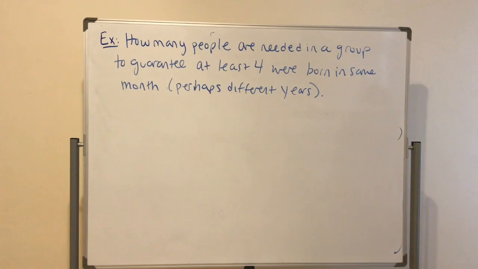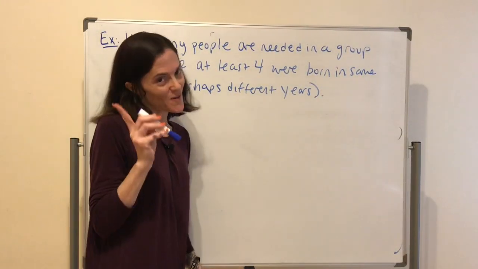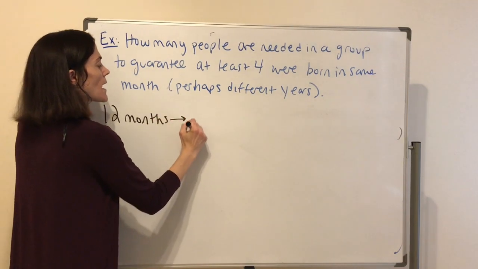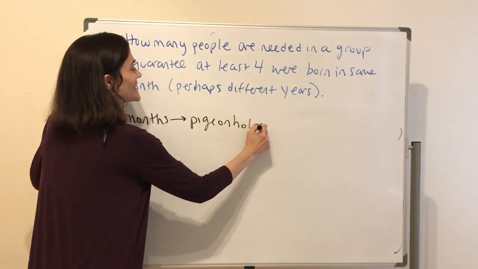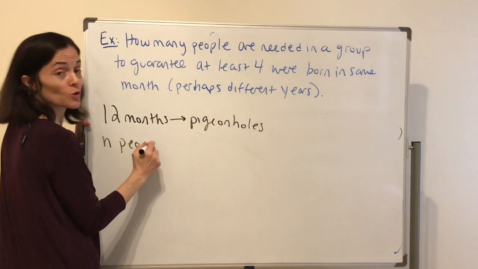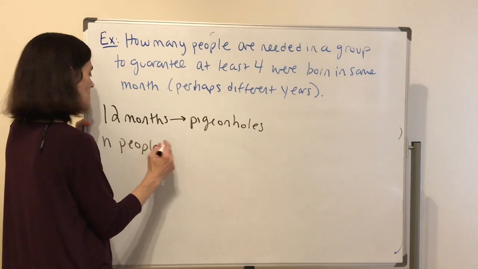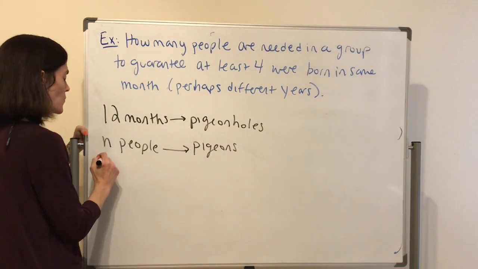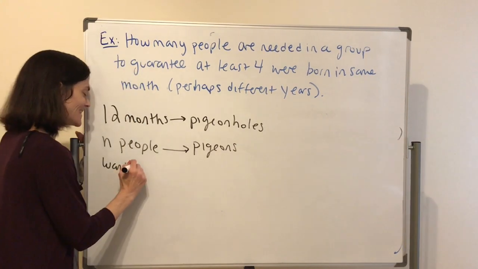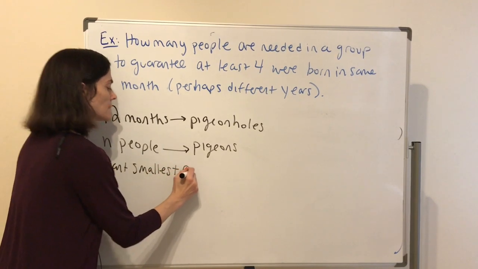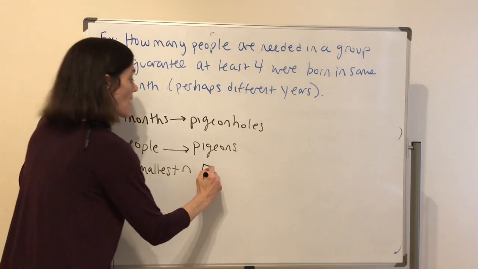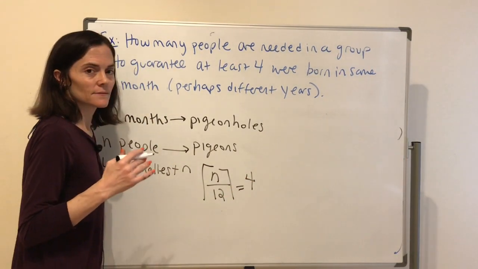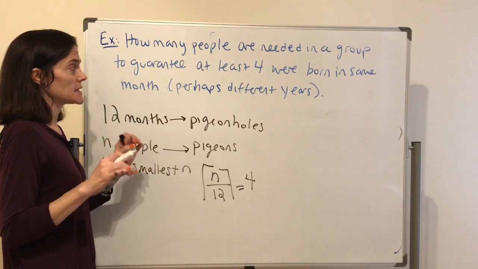Well, let's think about the pigeons and the pigeonholes. We have 12 months, and these are our pigeonholes. And I will say the N people in the group that we're interested in making, or how many people do we need, these will be our pigeons. And we want to guarantee, so we want the smallest N such that when you take the ceiling of N over 12, we get 4. And this would be the smallest number of people we could put in a group to guarantee that 4 of them were born in the same month.